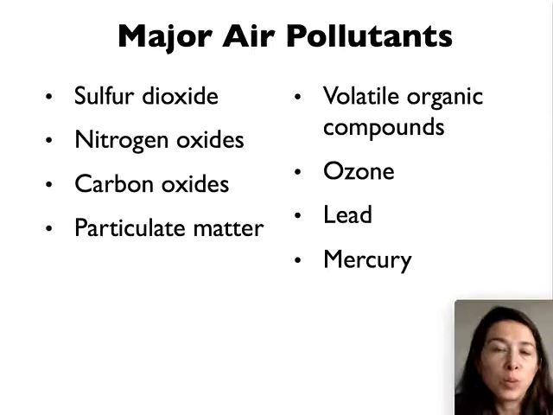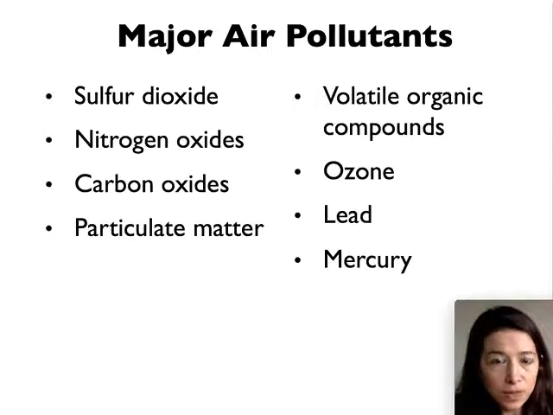what are the major air pollutants? Specifically, when we look at smoke and exhaust, what are the actual chemicals that are destroying the air quality or having a negative effect on the environment? Sulfur dioxide is a really big one, nitrogen oxides, carbon oxides, particulate matter, so any kind of dust or debris that goes up into the air, and volatile organic compounds. These are the main chemicals that affect the ozone layer.